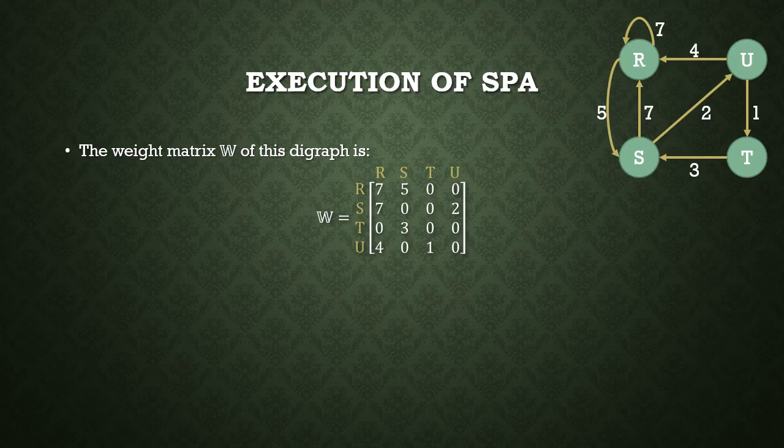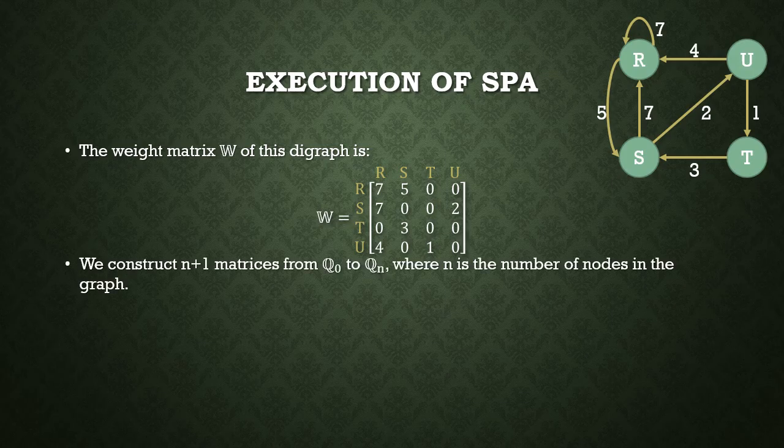There is an edge from U to R with weight 4. There is another from U to T with weight 1. There is no edge from U to S and no edge from U to U. We construct n plus 1 matrices from Q0 to Qn, where n is the number of nodes in the graph. So this means that for this graph, the last matrix that we will construct will be Q4.